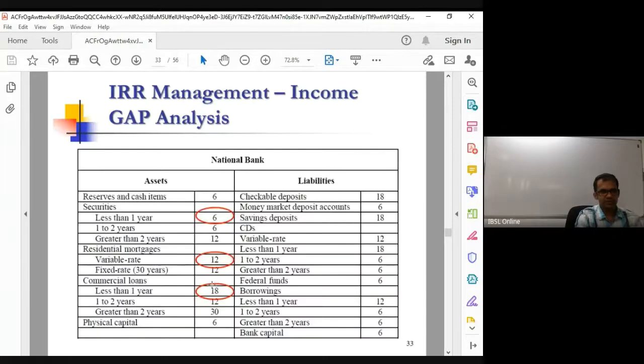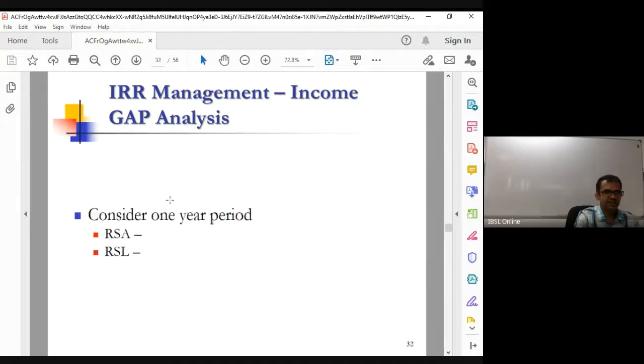If you go back to the given balance sheet, you can see there are securities maturing in less than 1 year. That means within a 1 year period, there are securities maturing, and then we have to reinvest at the new interest rate. So therefore, less than 1 year securities are rate sensitive and will be considered in this analysis.